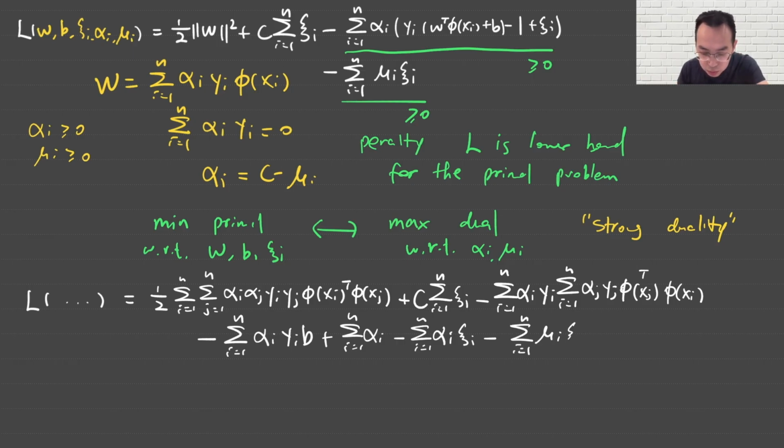This is a very long expression, but now I think we can do quite a bit of canceling in here, right? So first, for the last two terms, we can combine them together. Because alpha I plus mu I equals to C, right? We'll have C times summation chi I for the last term. Then we can also combine these two terms together, and that's going to cancel a half, right?